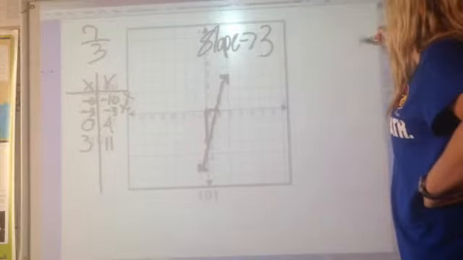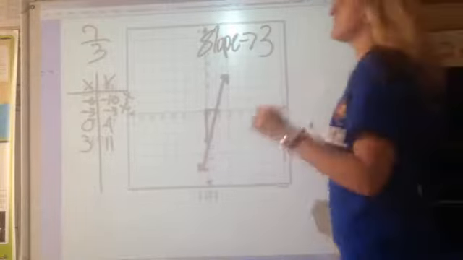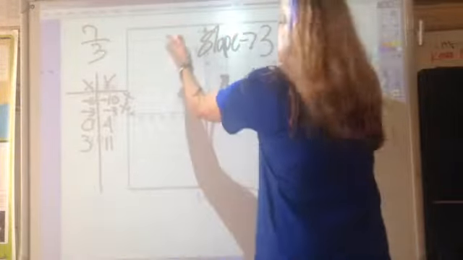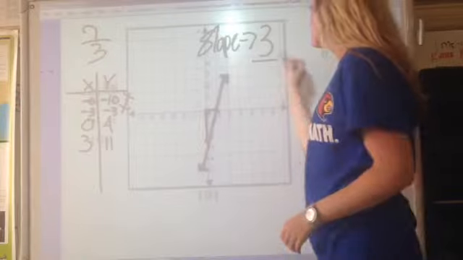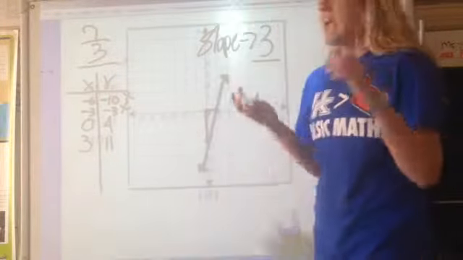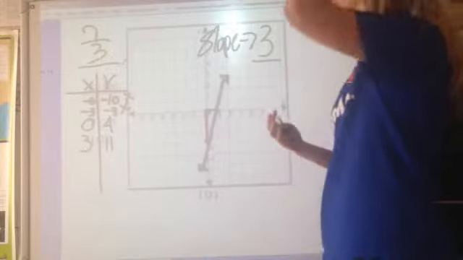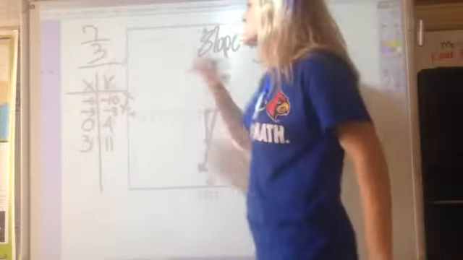So now what I have to do is figure out which one has the greater rate of change. Is it my table or is it my graph? My graph has a slope of 3. My table has a slope of 7/3. It's really hard to compare whole numbers and fractions. The best way to do it is to turn this fraction to a decimal.